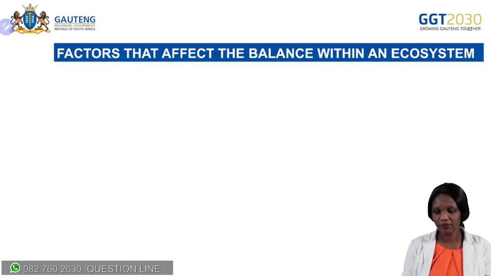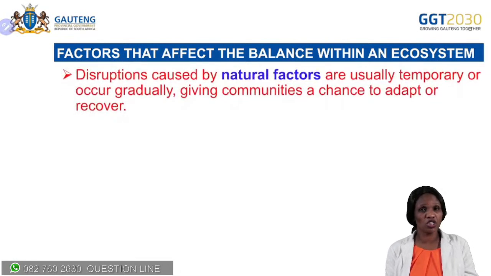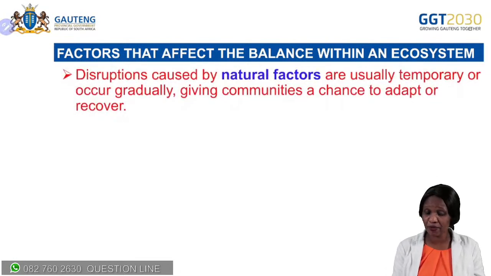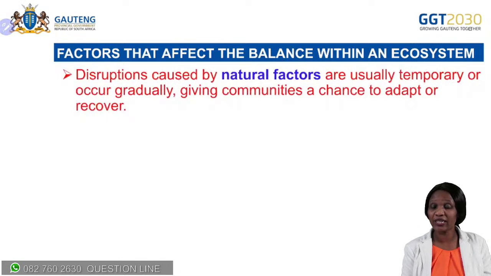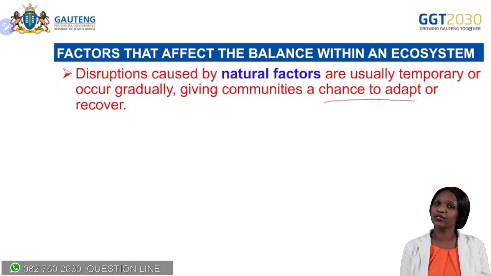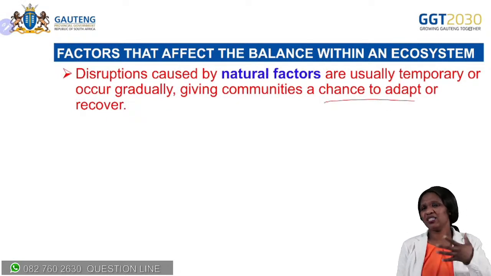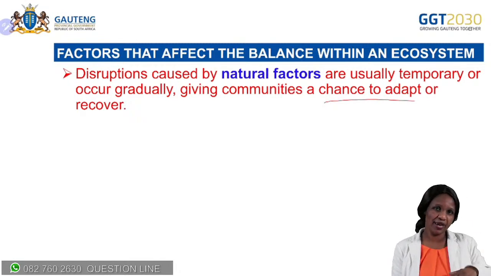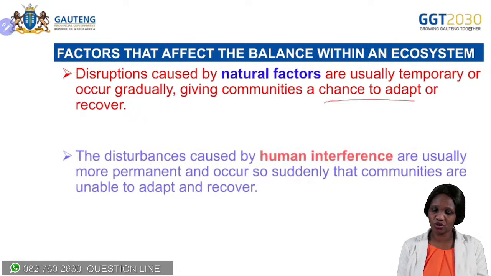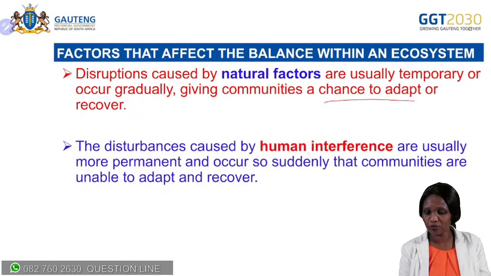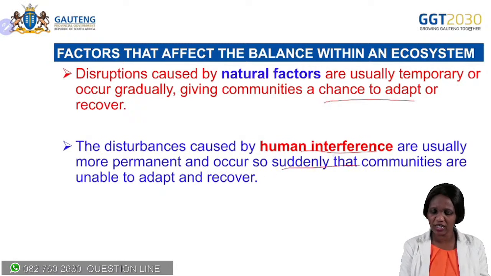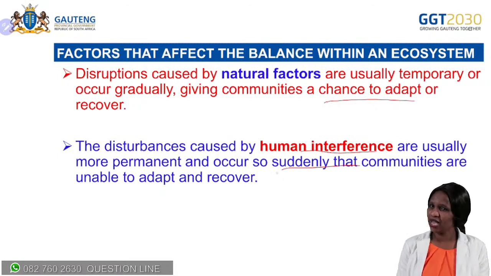Okay. And then disruptions caused by natural disasters are usually temporary. They occur gradually, giving communities a chance to what? To adapt, to recover. What is it to adapt? It is to change. Do you get it? It is to change. The disturbances caused by human interference are usually more permanent and occur so suddenly that communities are unable to adapt and to recover. They are unable to change and recover. All right.